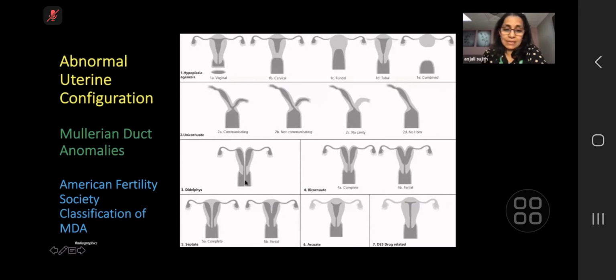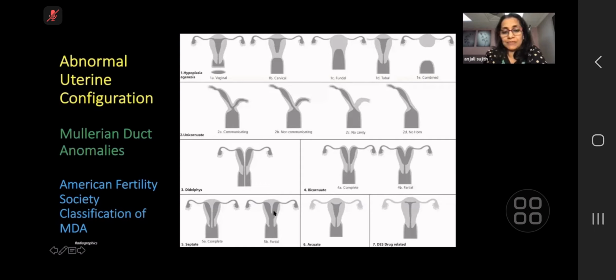The uterine didelphys is when the Mullerian ducts do not fuse at all. So you get 2 completely separate uterine cavities, 2 completely separate cervix and the upper vagina. Whereas in a bicornuate uterus, which can be a complete or partial type, in the complete version, there are 2 separate uterine and cervical cavities. There is some degree of myometrial fusion. In the partial type, there are 2 separate uterine cavities but a single cervix. When we come to septate uterus, there is a division of the uterine cavity into 2 by a midline septum. It can be complete or partial.